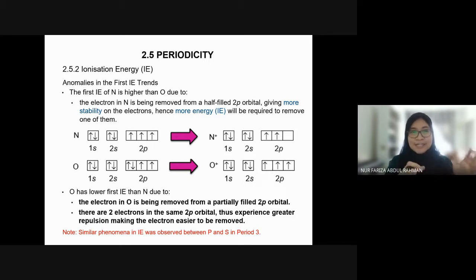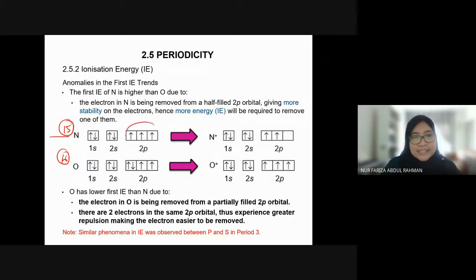Okay? So remember tadi kan kita ada anomalies for group 2 and 13. Sepatutnya dia increasing, tapi for group 13 dia suddenly decrease. And same goes for group 15 and group 16. So we have anomalies for group 15 and 16. Let's just look at the orbital diagram. Sama saja the concept. As you can see, nitrogen come from group 15. Oxygen come from group 16. So this is how nitrogen's orbital diagram looks like, and this is how oxygen's orbital diagram looks like.